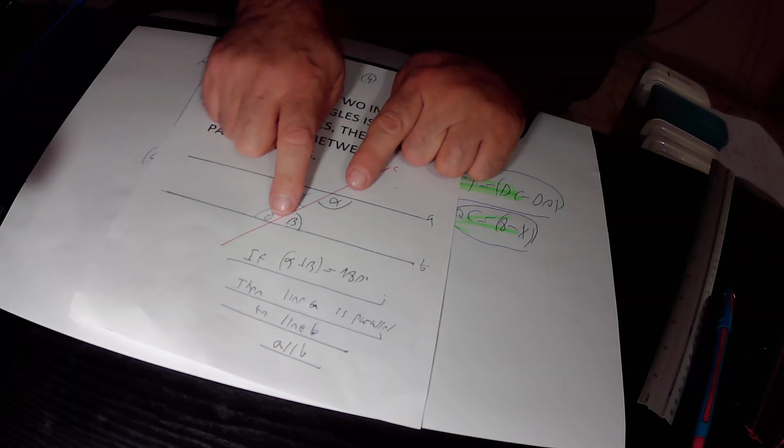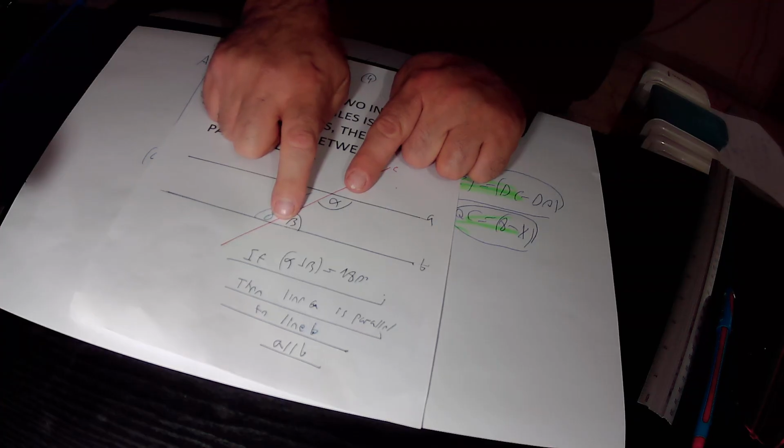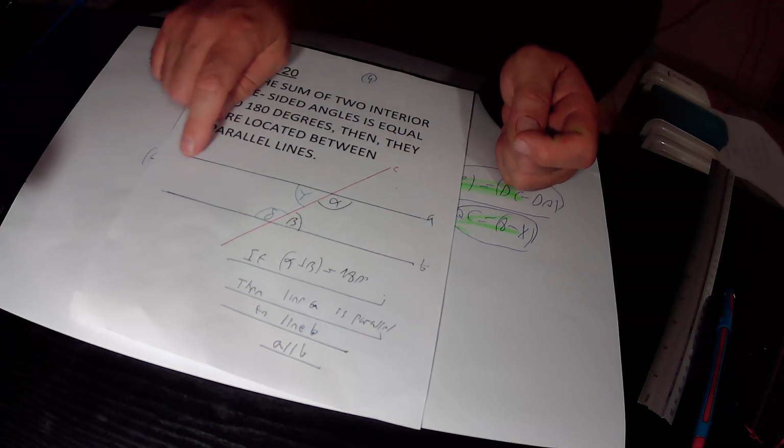Those angles alpha and beta are both defined as one-sided angles. So if the sum of those two one-sided angles is equal to 180 degrees, that is to say if alpha plus beta equals 180 degrees, then they must be located between parallels. Then line A is parallel to line B.